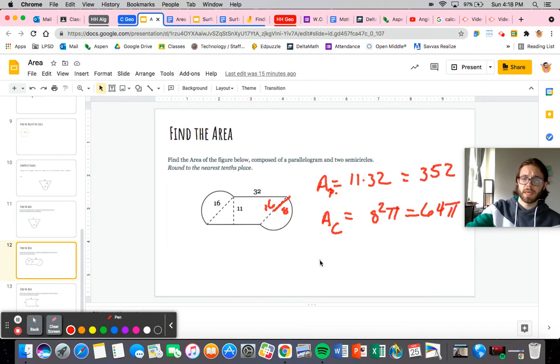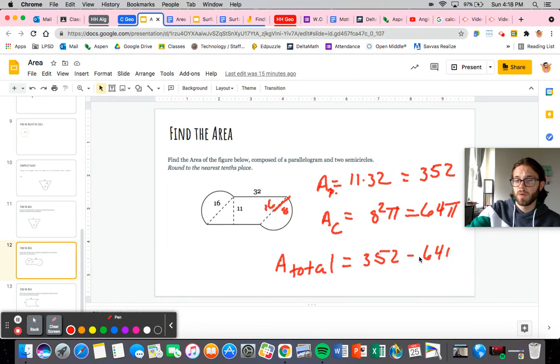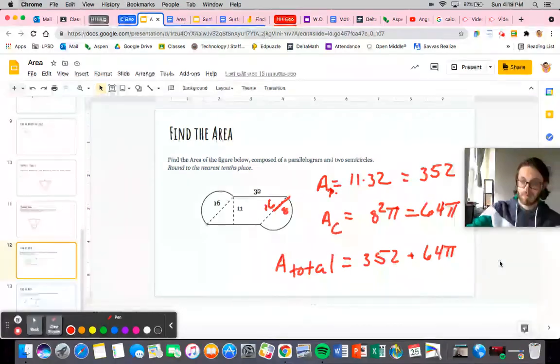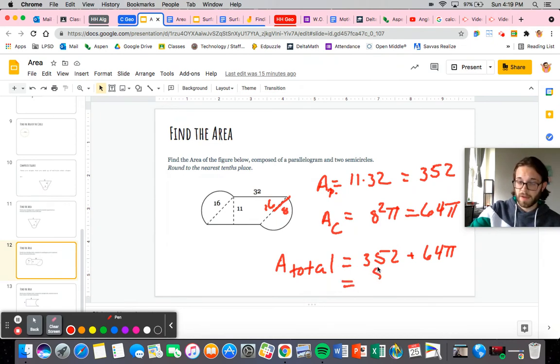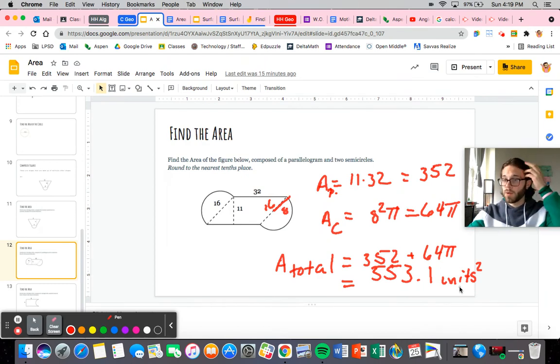And it wants me to add them together. So the area of the total is equal to 352 minus 64 pi. Oops, sorry, plus 64 pi. But it wants me to figure out what that is. So in total, it is 553.1 units squared. Again, simple enough. All you're doing is you're looking at shapes you know how to calculate area of and adding them together.